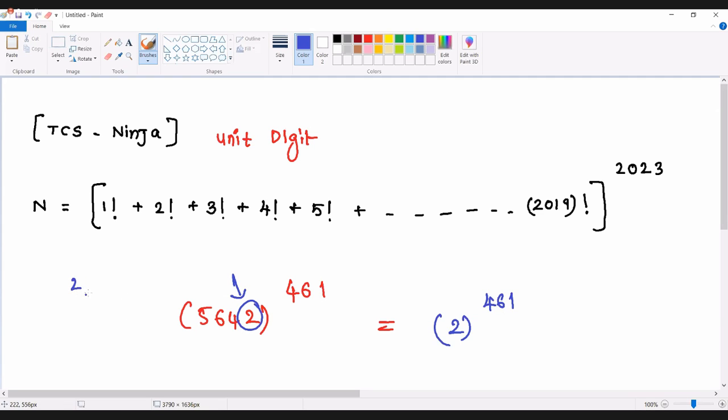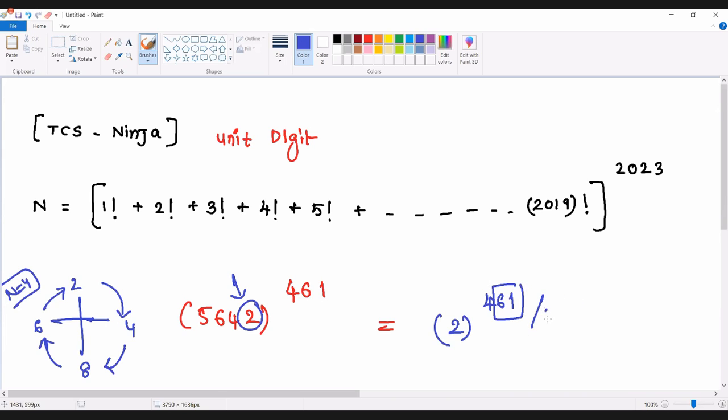Whenever you have a 2, if you observe the power cycle pattern of 2, 2 into 2 is 4, 4 into 2 is 8, 8 into 2 is going to be 6. This is the power cycle pattern of 2. Because it maintains a frequency of 4, you can simply divide your power by 4 and observe the remainder. 2 power remainder itself is your answer as the unit digit. So it is 461; the last two digits are 61. 61 when you divide by 4, what is the remainder, my dear? It is 1. So 2 power 1, the answer is going to be 2. That's how you can deal with the unit digit.